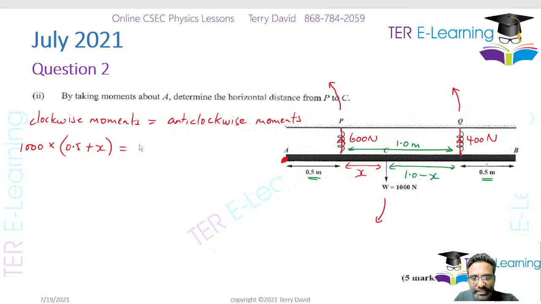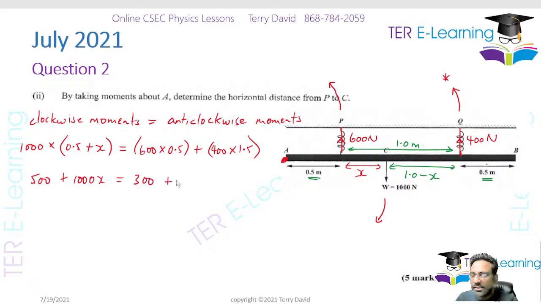In the case of the 600, let's put this in brackets, it's going to be 600 multiplied by 0.5, plus we have this one here as well, 400 multiplied by 1.5, since you actually know that distance. Some of the things I wrote down here, you don't really need. As it is right now, we can work this out. Removing the brackets, 1000 by 0.5 gives 500 plus 1000x. 600 by 0.5 gives 300 plus 400 by 1.5.